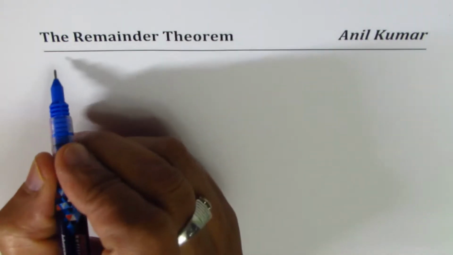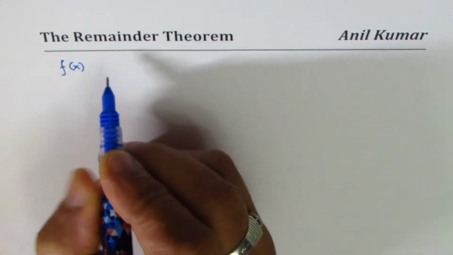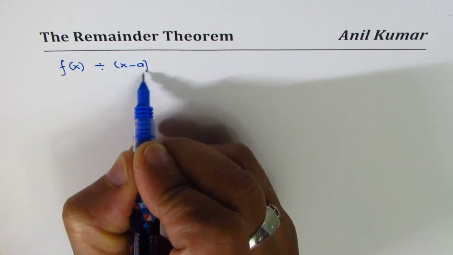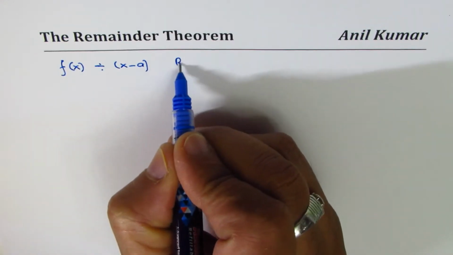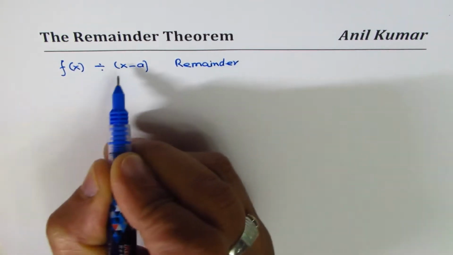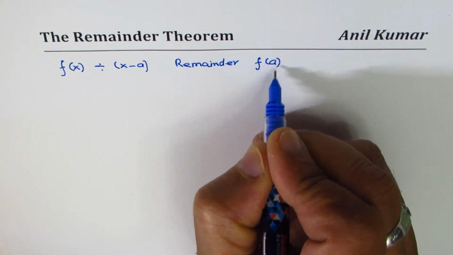Remainder theorem states that if I divide a function which is a polynomial by, let us say, x minus a, in that case the remainder is the value of the function at a. The remainder will be f of a, right?